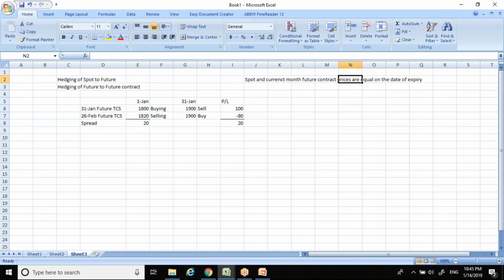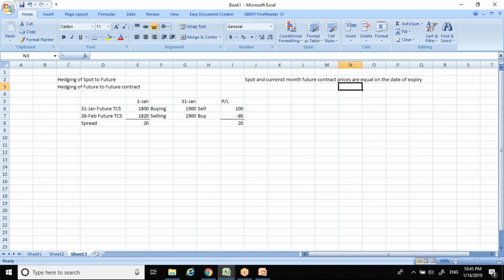So for a contract expiring on 31st, if you are purchasing it on 31st itself, you get the delivery on the same day. So you are not making the seller wait. The seller will not ask you for anything more than the spot price. So spot and future contract prices have to be the same.